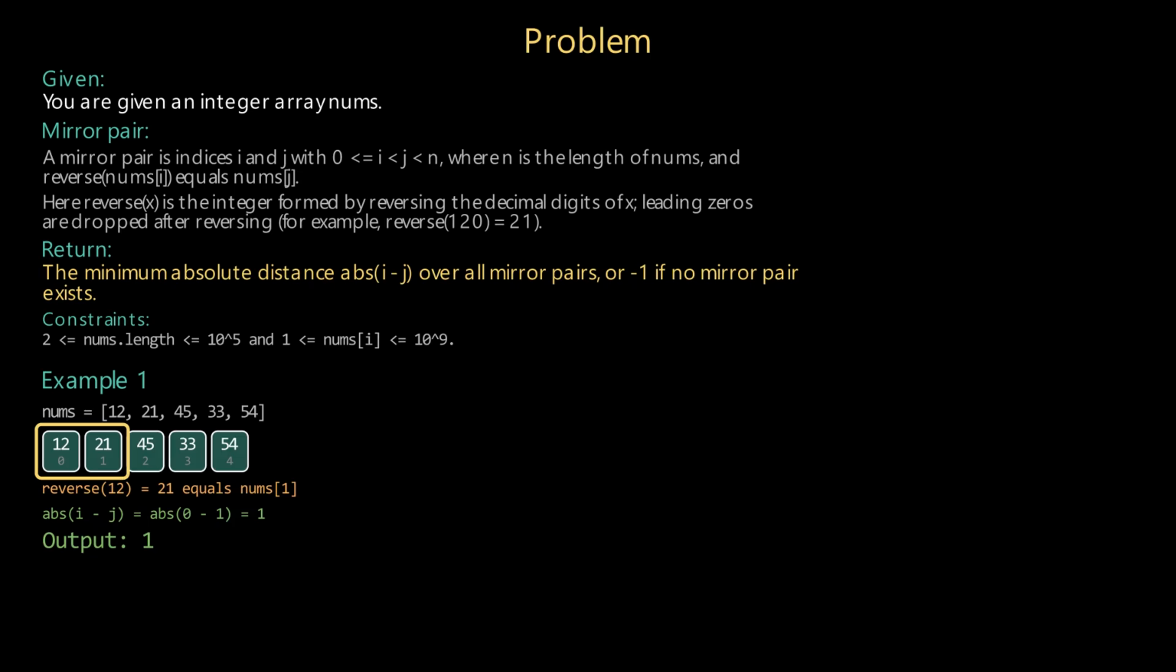In this example, highlight indices 0 and 1. Reverse of 12 is 21, which equals nums at index 1. So j minus i is 1 minus 0 equals 1. A later mirror pair has a larger gap, so the minimum is 1.